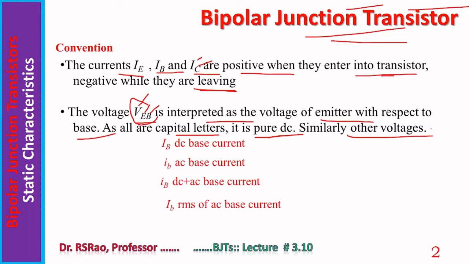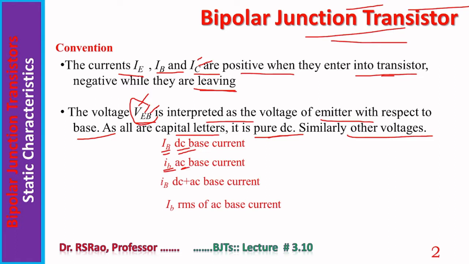Some more information regarding convention can be understood by considering base current. Capital I, capital B is base current. As both are capital, it refers to pure DC, DC base current. Next is small i, small b. I is current, B refers to the terminal as already told. As both are small letters, this current refers to AC, AC base current.